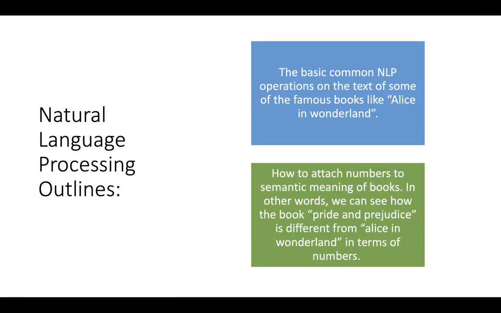In one lecture, we will walk through some of the basic common NLP operations on the text of some of the famous books like Alice in Wonderland. And in another lecture, we apply these concepts in full speed. What we learn in this lecture is how to attach numbers to semantic meaning of books. In other words, we can see how the book Pride and Prejudice is different from Alice in Wonderland in terms of numbers.